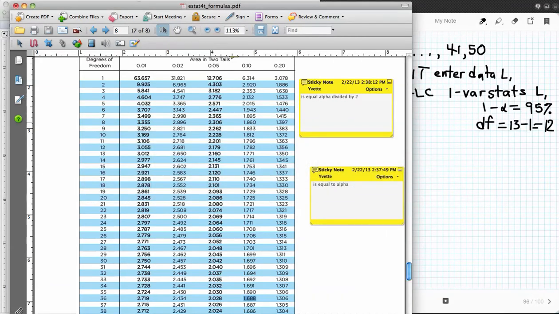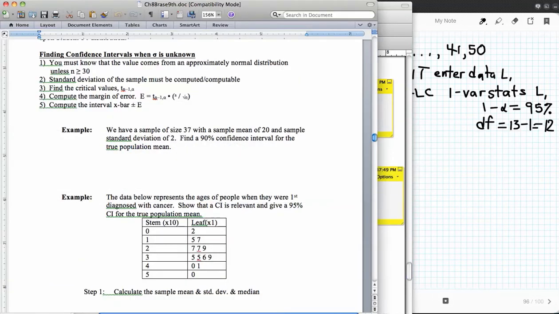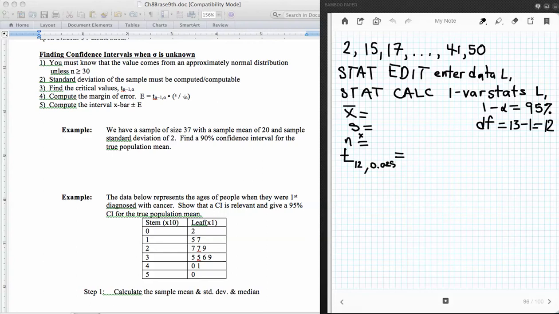Now our next example is going to actually have some data here. And this is more like a real-world example, right? You have data. So that means we actually have to calculate the mean and the standard deviation. It's not going to be handed to us on a silver platter.